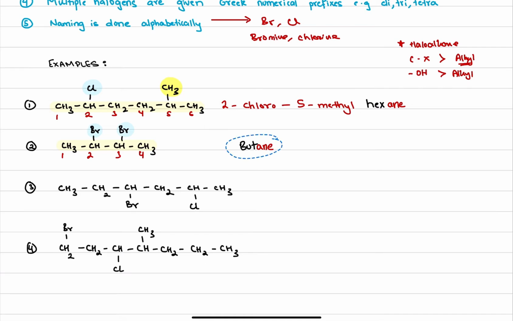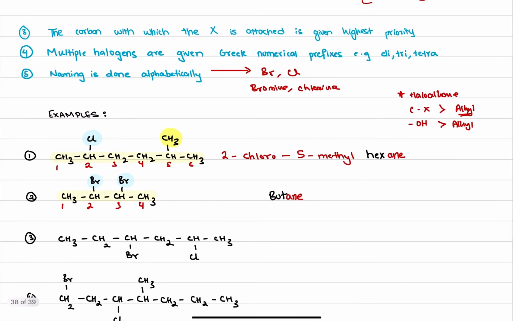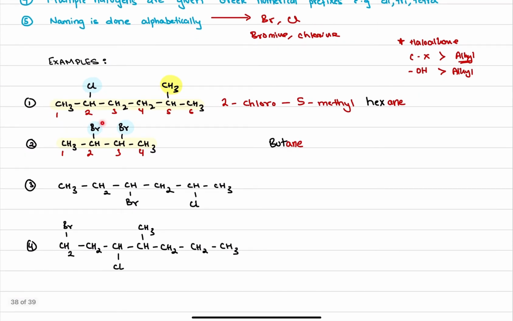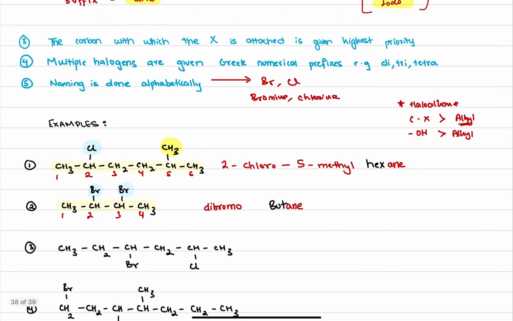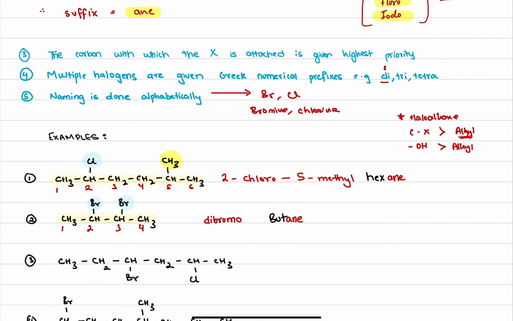Now comes the part where we talk about rule number 4, which says that multiple halogens are given Greek numerical prefixes: di, tri, tetra. Now, over here, what you see is 2 bromines, right? So how do we actually mention this in our naming? Instead of just saying bromo, we say dibromo. Why do we say dibromo? Well, di stands for 2, tri stands for 3, tetra stands for 4, and usually you won't be asked to name anything which has more than this, so it is going to be di, tri, and tetra.